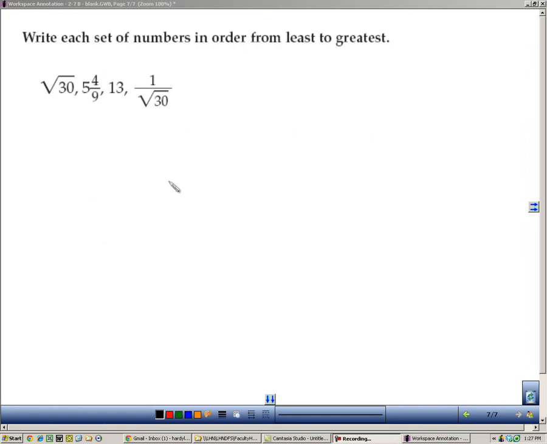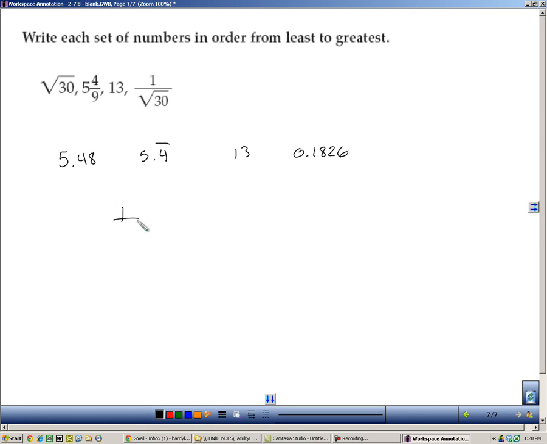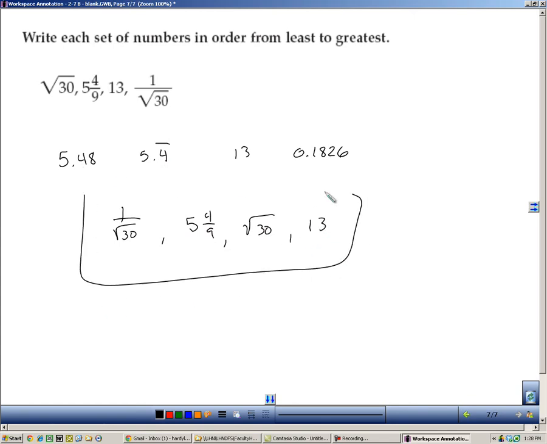We're going to write these numbers from the least to the greatest by converting all of them into decimals. Square root of 30 is 5.48. 5 4/9 is 5.4 repeating. Then we have a 13, and then we have a 1 over the square root of 30, which is 0.1826. And now I want to write those from smallest to biggest. Well, the smallest one is this one, which is 1 over the square root of 30. The next largest would be 5.4 repeating, which is 5 4/9, followed by the square root of 30, which is 5.48, and then we'll finish with the number 13. So those are written from the smallest to the biggest.